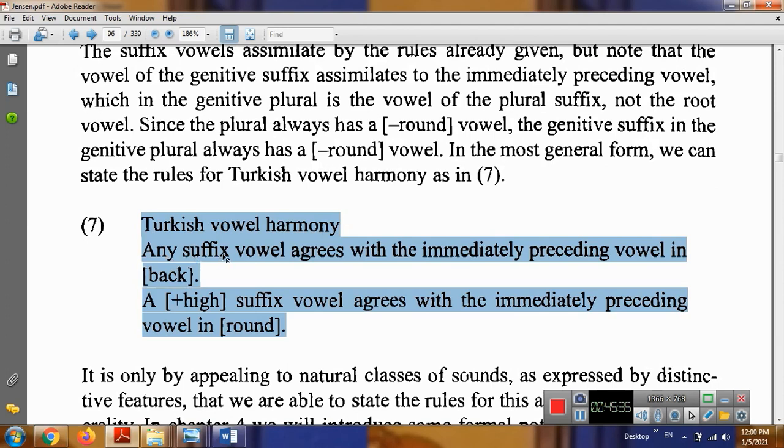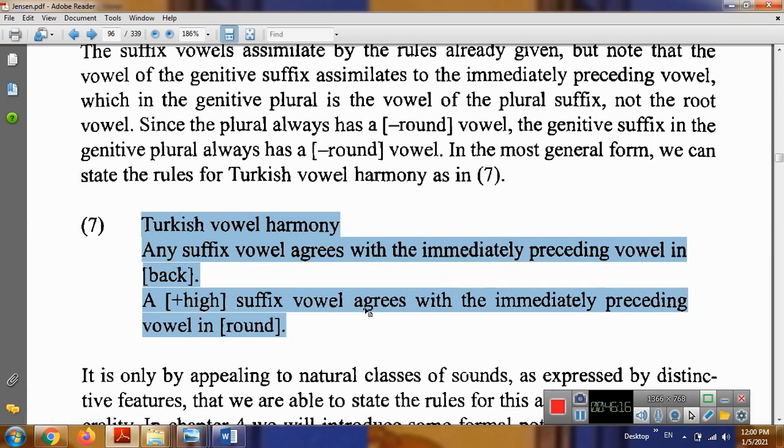In the most general form, we can state the rules for Turkish vowel harmony here, which I explained according to data. Turkish vowel harmony: any suffix vowel agrees with the immediately preceding vowel in back feature. It means that when the vowel of the suffix is minus back, its preceding vowel should be minus back. When the suffix vowel is plus back, its preceding vowel should be plus back.